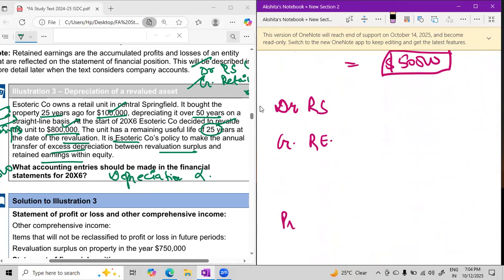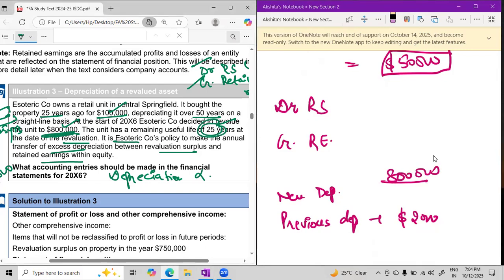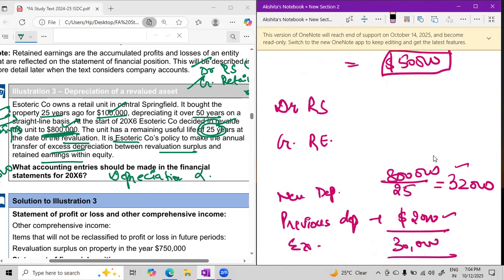We know the previous depreciation is of $2,000, but now let us calculate the new depreciation. New depreciation is the new amount, which is 8 lakhs, divided by remaining useful life, which is 25. So 8 lakhs divided by 25. This is 32,000. So excess depreciation, what is the extra depreciation? Earlier it was 2,000, but now it is 32,000. So the extra depreciation is 30,000. So here you will write 30,000. Okay, so these are your two journal entries. First is of revaluing and second is of making the transfer, right?